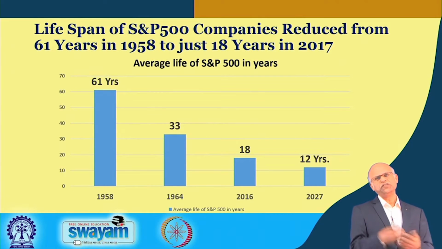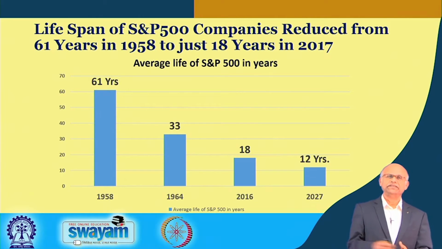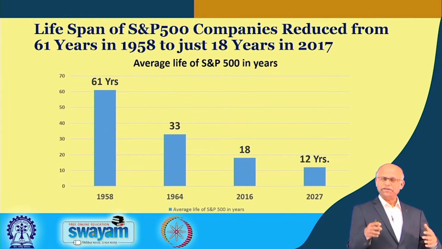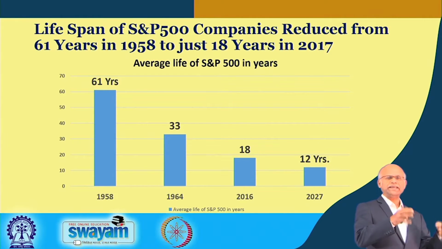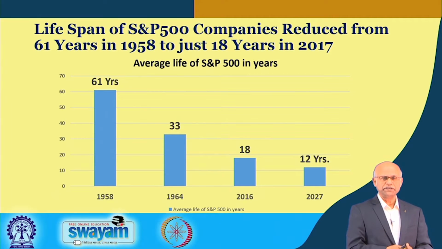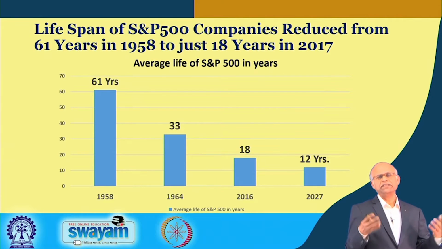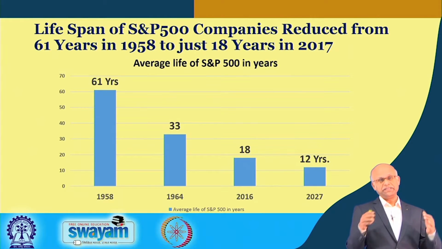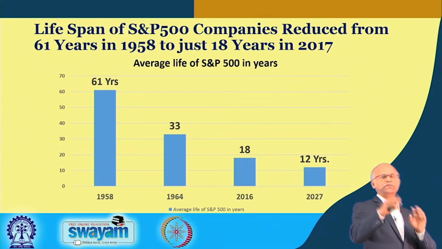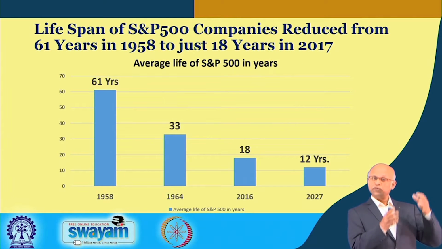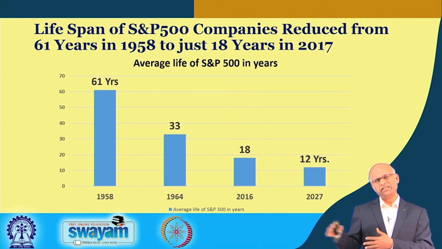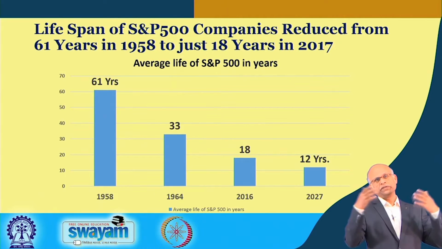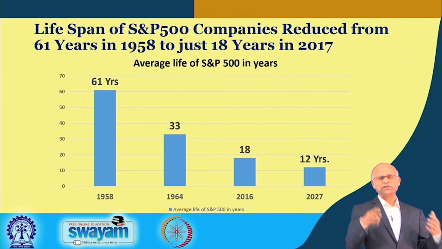just to drive home the point of how change is being accelerated over the years. Take the life of Standard and Poor 500 companies, meaning a company grows and becomes a Fortune 500 company, and then it remains. In 1958 or so, it used to remain there for 61 years, until new companies came and knocked them out of the list. That has come down gradually to 18 years and is projected to come down to 12 years, meaning a company will grow, become one of the Fortune 500 companies, and remain there for only 12 years.